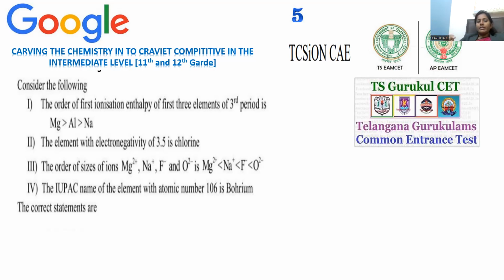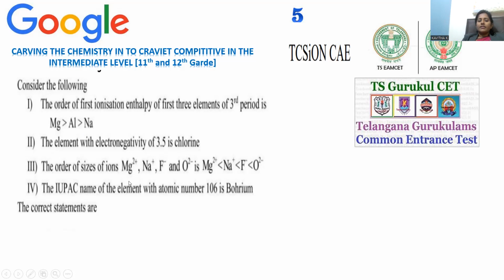Next element will be magnesium. Highest should be for aluminium. But exceptionally, we have magnesium higher value, next aluminium, next sodium. But it is correct only. The element with electronegativity 3.5 is chlorine. 3.5 electronegativity value is given for oxygen, right?